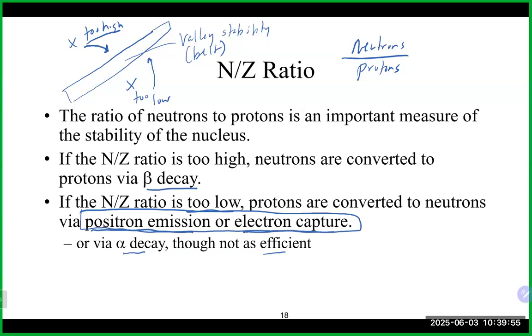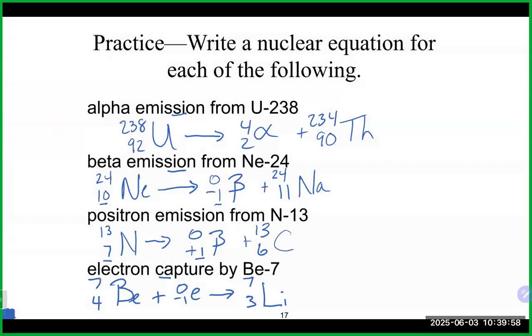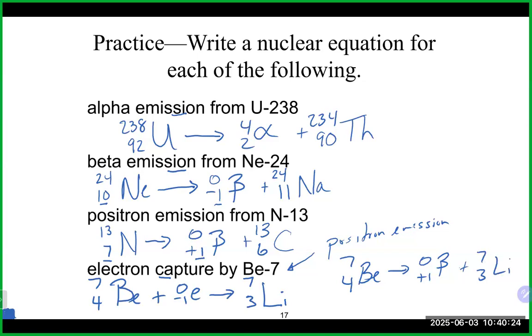Now, why do you have an option of both of those? If we look at the one we just did, for example, this was an electron capture of beryllium-7. If we did instead a positron emission, and we started with our same 7 for beryllium, since it's a positron emission, it would actually go on this side. And we would end up with 3, 7, and lithium. You will end up with the exact same outcome if you do either an electron capture or a positron emission.